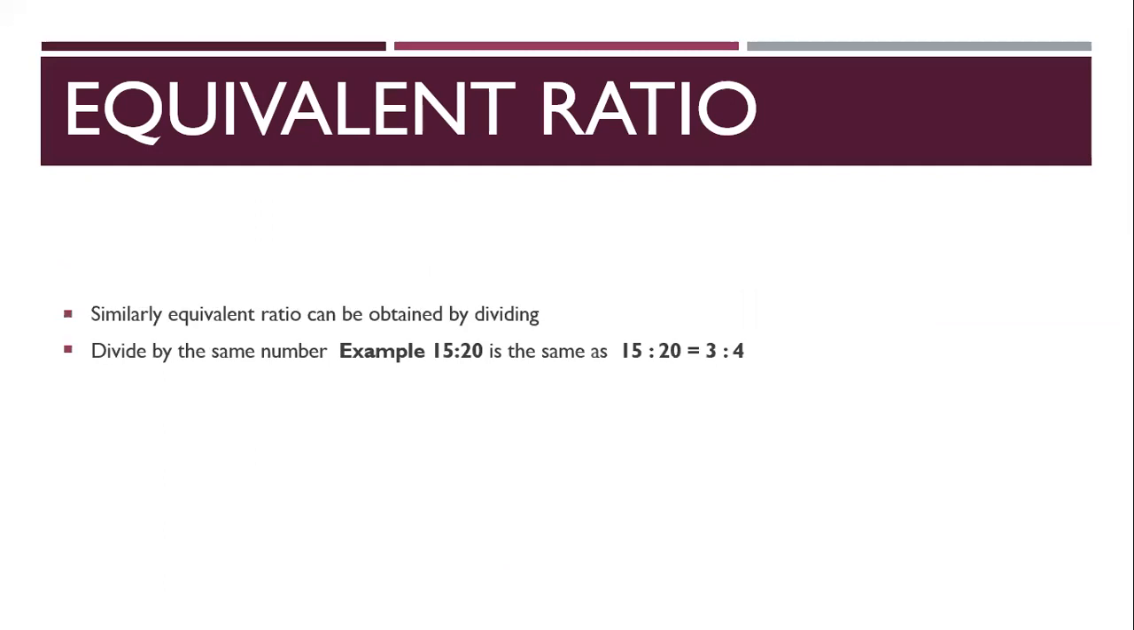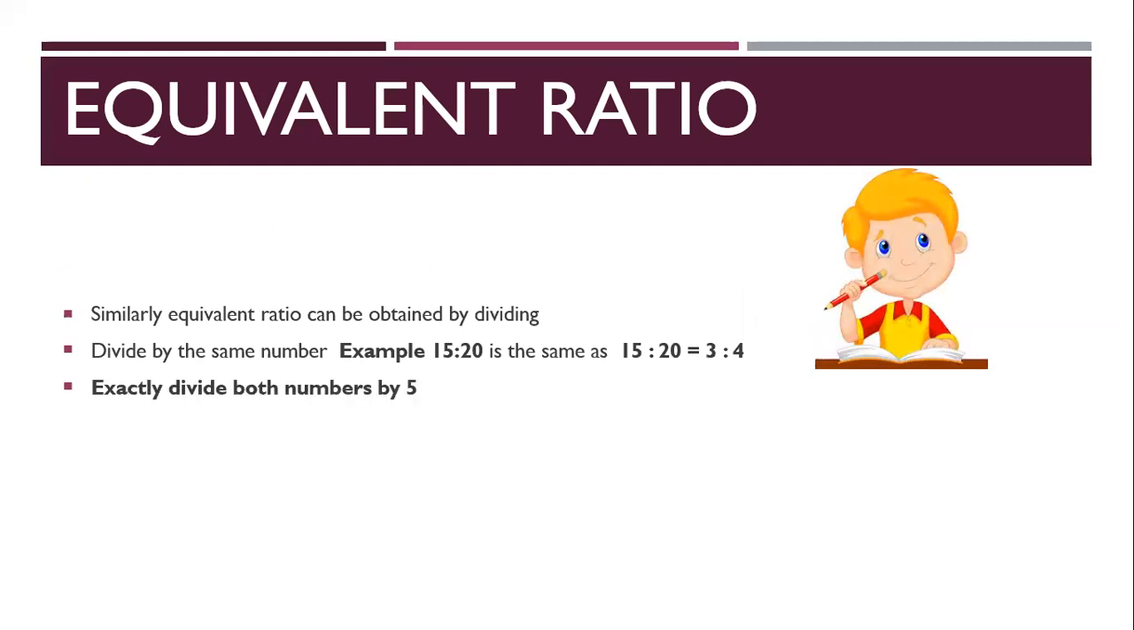Similarly, an equivalent ratio can be obtained by dividing. Divide by the same number. For example, 15:20 is 3:4. Which number have we divided by? Can you guess it? Exactly, we divided both numbers by 5.